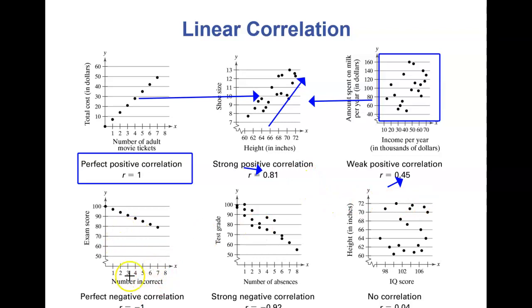And let me scroll this up. This is a perfect negative correlation, right? This is also a negative, but not perfect. It's a strong negative. This is absolutely no correlation. It's all over the place. It's everywhere.